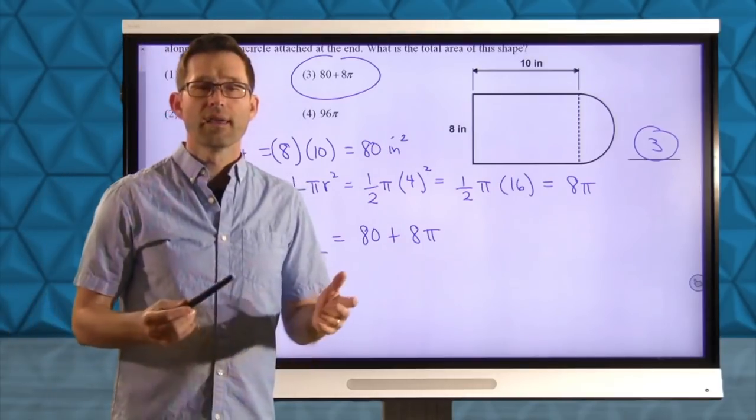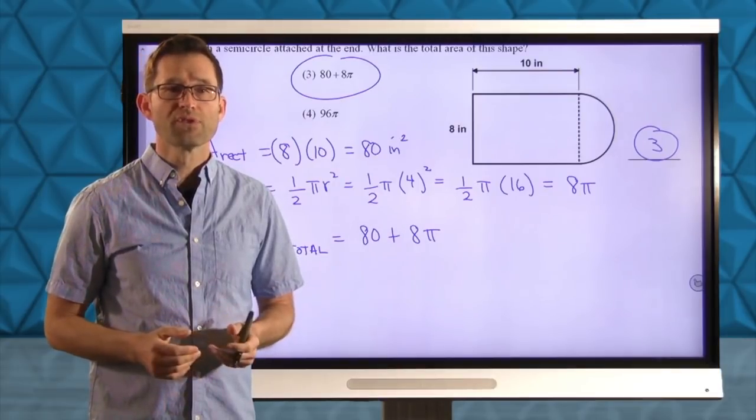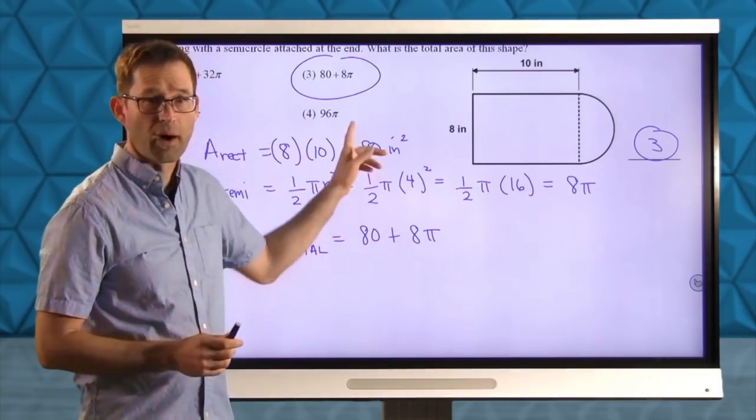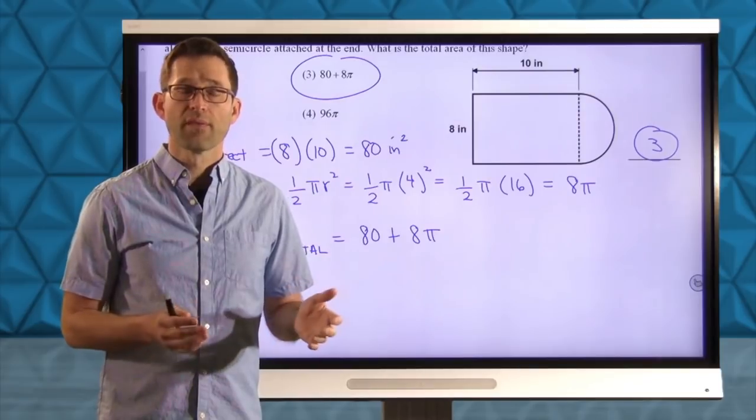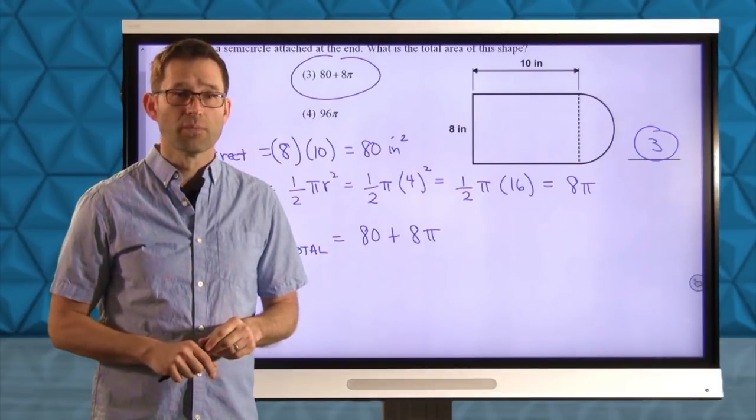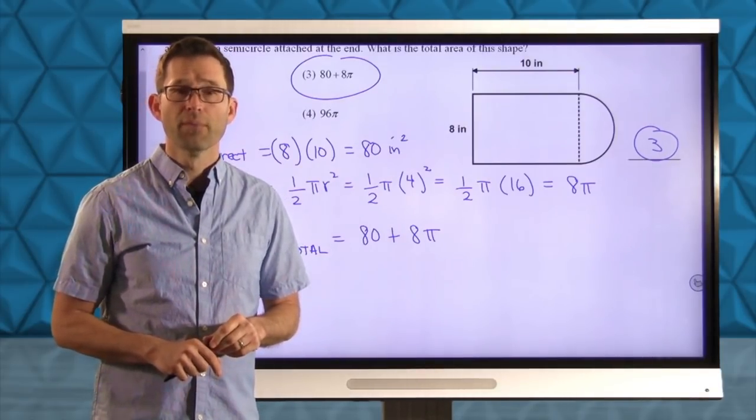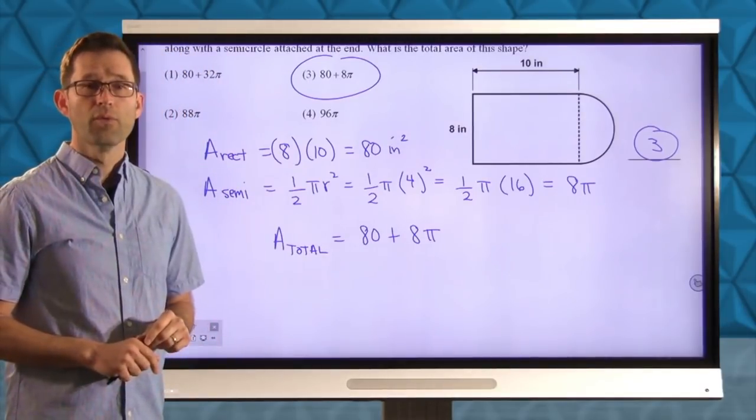All right? Again, sometimes when you're doing the area formula of a circle, you leave your answer in terms of pi, like in this problem. And sometimes, like in the last problem, you actually have to evaluate it in terms of a decimal. Okay, let me kind of step out of the way, take a look, and then we'll move on to the next problem.